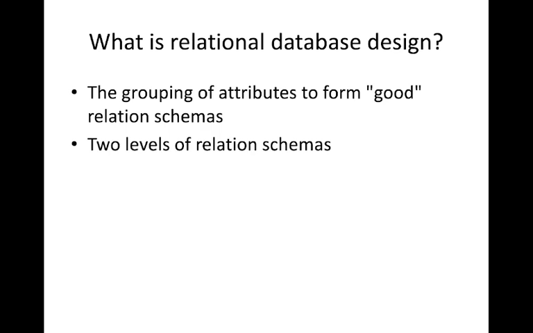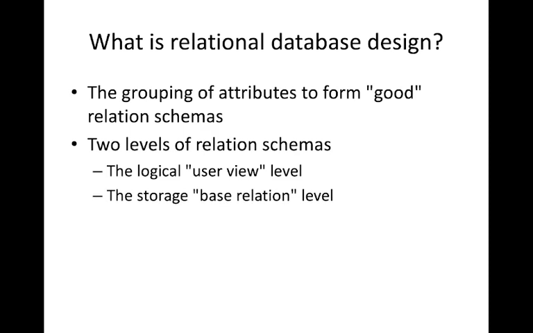Okay. So regarding goodness, we have 2 levels of relation schemas. We have already seen this. The first is a logical user view, or we call it a conceptual level schema. And the second one is a storage or base relation, or we call it a physical storage level schema. So we have mainly 2 levels of schema. One is the logical or conceptual schema. We will learn about this physical storage later.